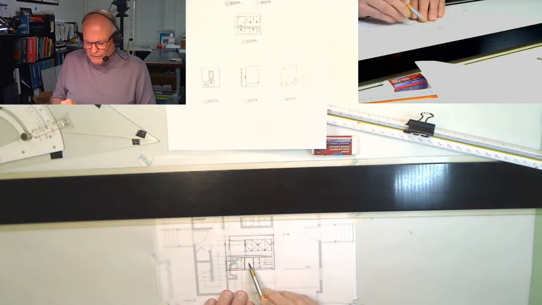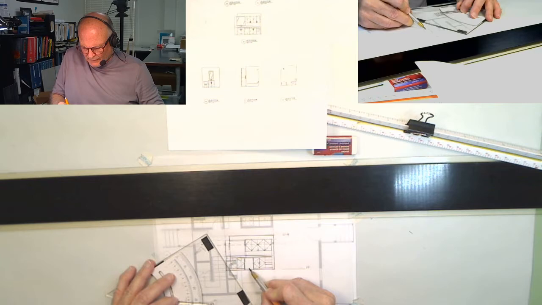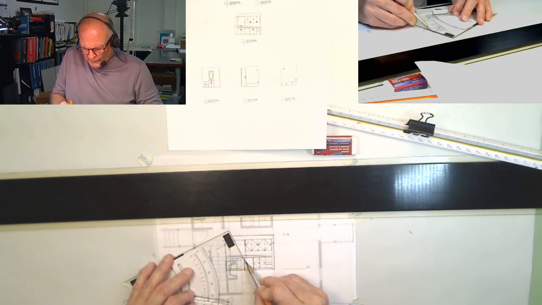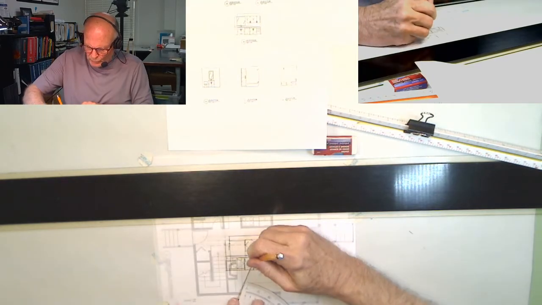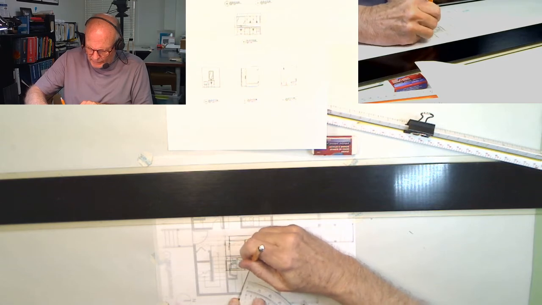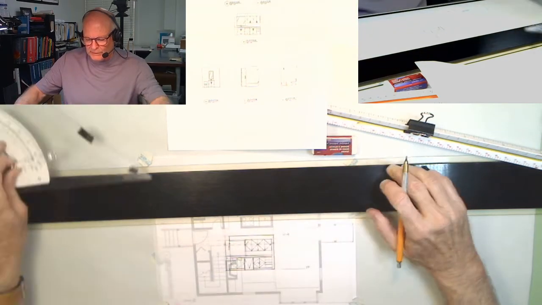So we have the dishwasher. We show the fact that it does open vertically. And so we're going to show that a little bit here. It's not critical, but it's nice detail.